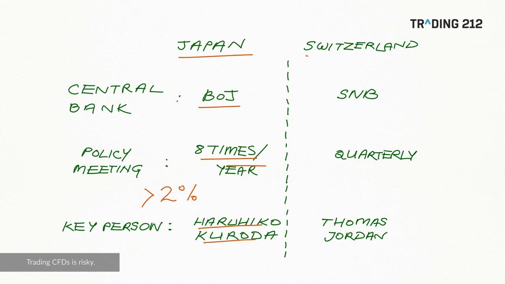And for Switzerland and the Swiss franc, the central bank is the Swiss National Bank, and their governing board meets only quarterly to decide on monetary policy. Their target is for Swiss CPI of less than 2%. And a key person at the Swiss National Bank is the chairman of the governing board, which is Thomas Jordan.